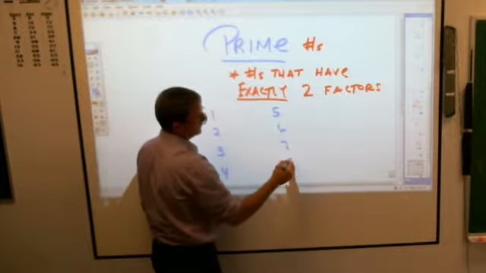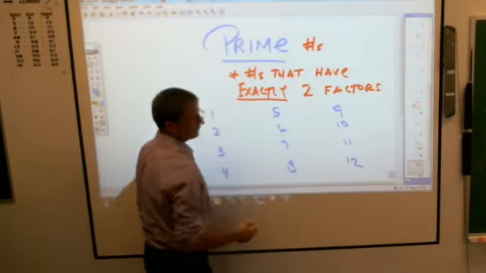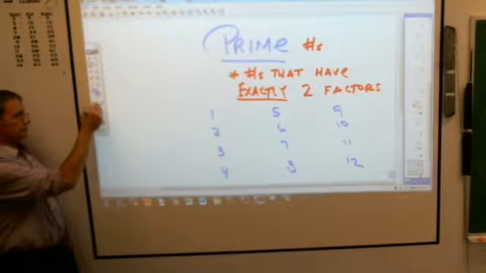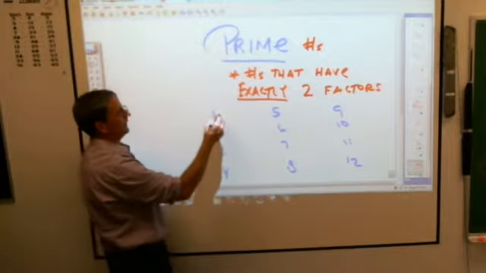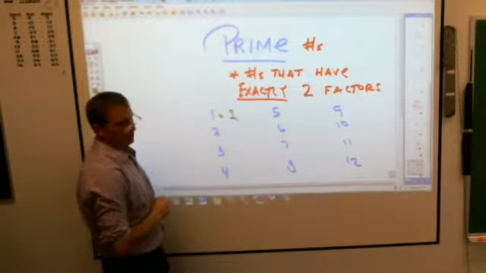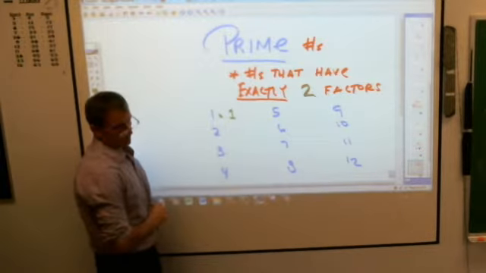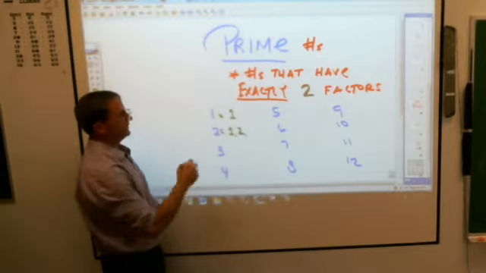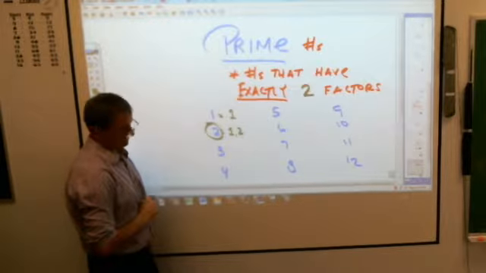So going back to the list we made before of 1 through 12: 1, 2, 3, 4, 5, 6, 7, 8, 9, 10, 11, 12. If you think about what factors numbers had here, the number 1 simply had 1 factor, which is 1. So does that make it a prime number? No, because it has to have 2 factors. What did 2 have? Well, 1 and 2. Is that exactly 2 factors? Yes, 2 is a prime number.